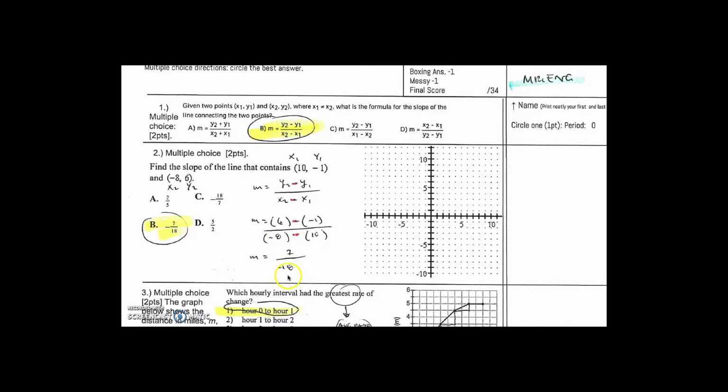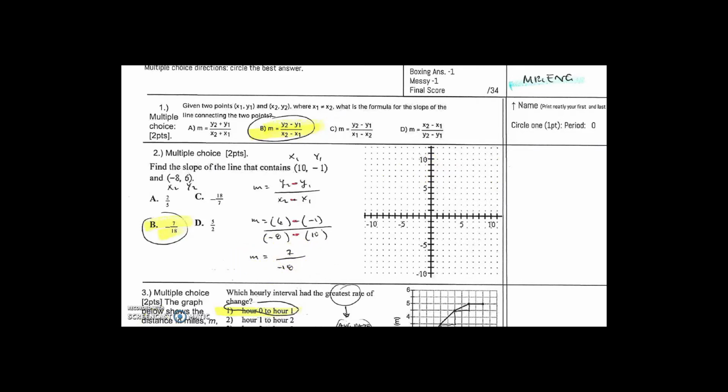Now I should have used my graph. The graph was there just to help you if you want to do that visually, so 10, -1, something like over here, and -8, 6. So in this case you can go down 7, so that's -7, and right, positive 18, so that would still give you a negative. Or from this point you can go right 18, down 7, or same thing, you could have gone up 7 and 18 to the left, so you'll still get a negative.